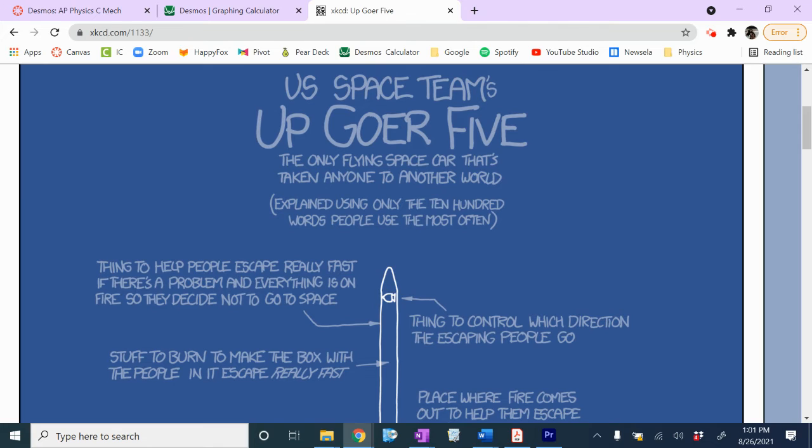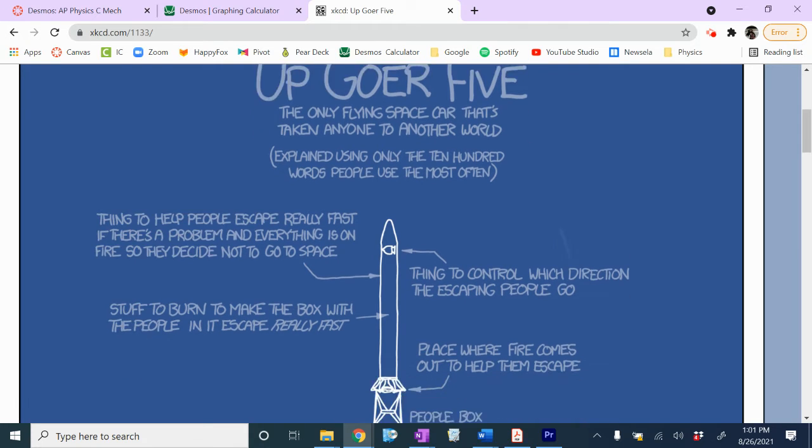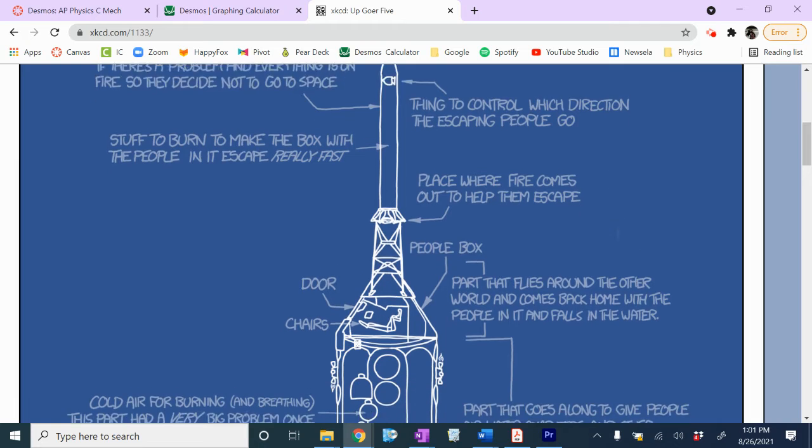So when we do that, we say things like this part right here. You can't really see the whole thing, I gotta scroll a little bit. But this is the thing to help people escape really fast if there's a problem and everything is on fire, so they decide not to go to space. This is the thing to control which direction the escaping people go. This is the stuff to burn to make the box with the people in it escape really fast. And then if we keep scrolling, we see the place where the fire comes out to help them escape.